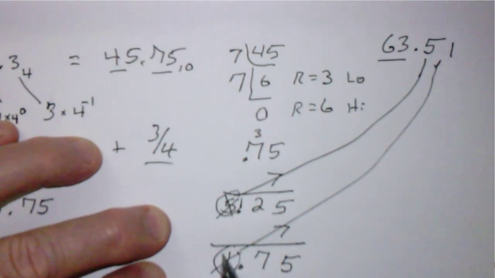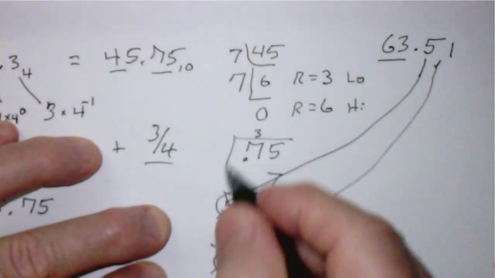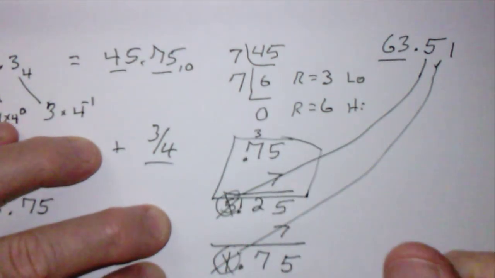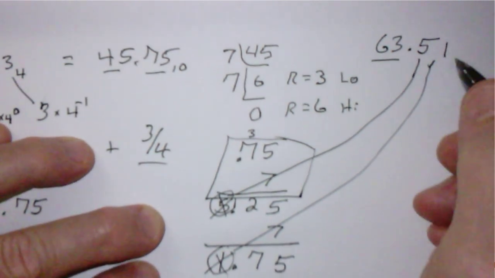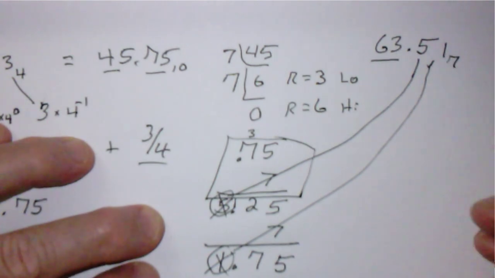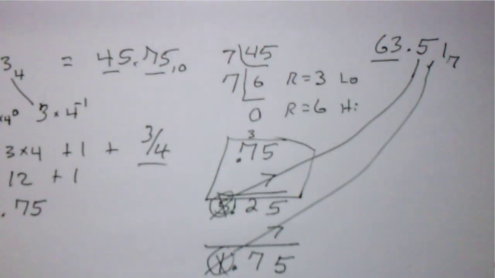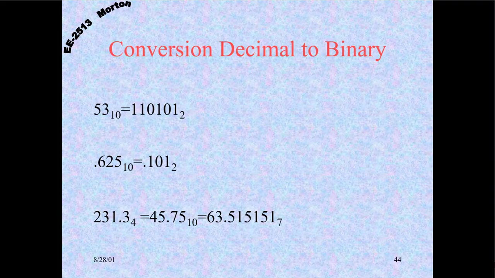Now this goes away. Now we're left with 7 times 0.75. Well, that's just what we did here. So we can instantly see we're going to be in a repeating sequence: 5, 1, 5, 1, 5, 1. So we'll just stop it here and call that base 7: 63.51 base 7. Okay. So you can see that's how we do conversions, and it works in any base.